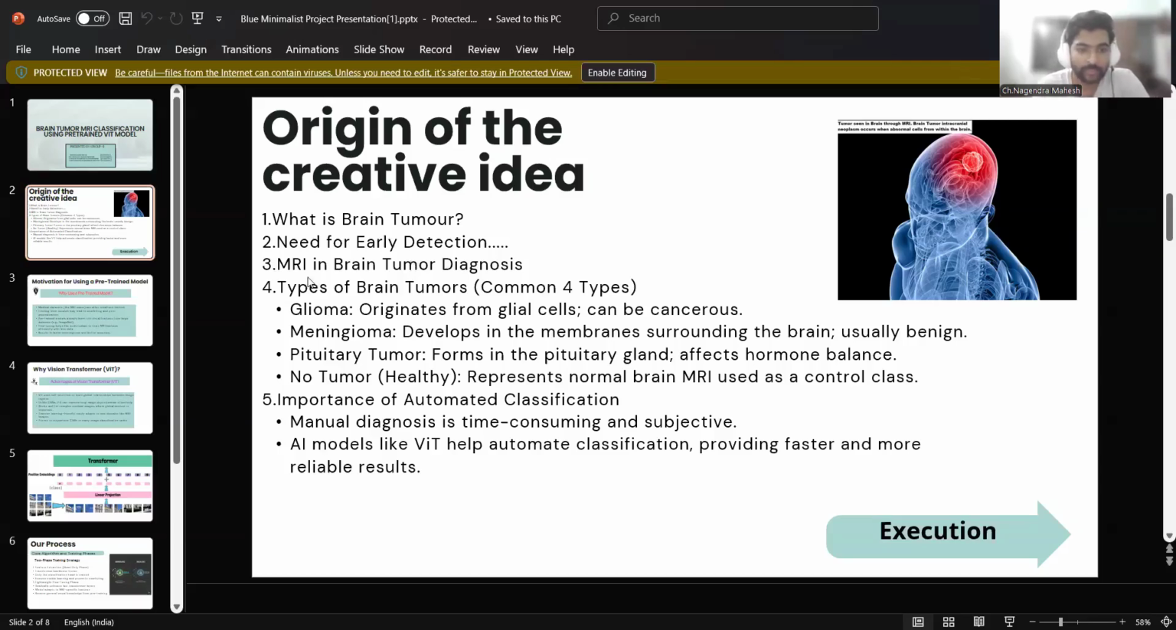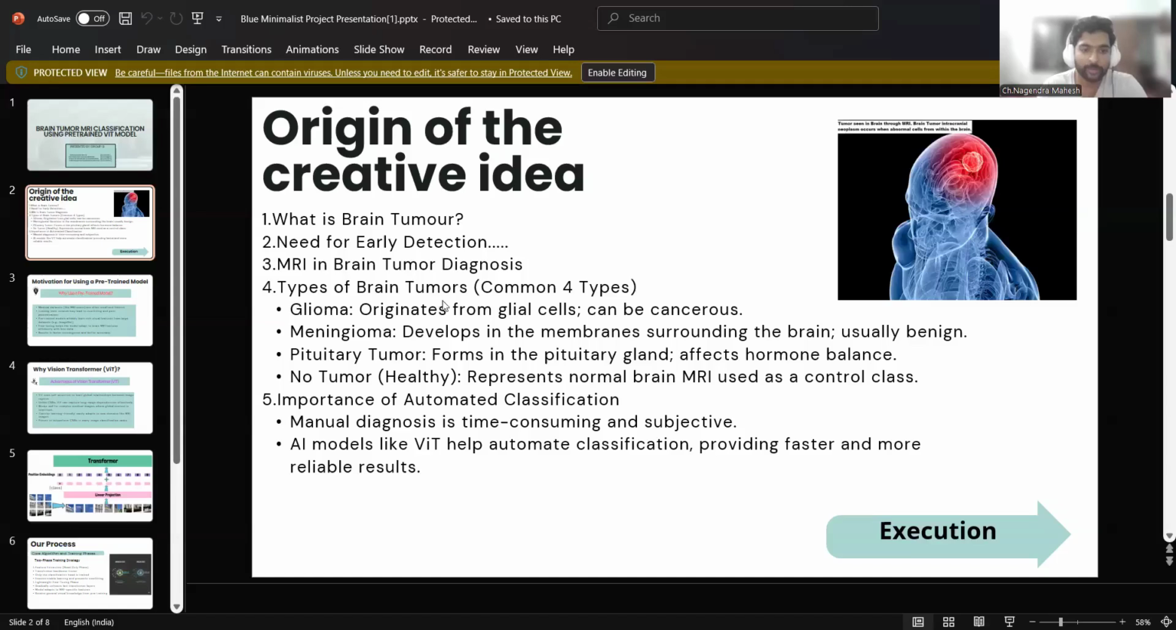So how does MRI help in brain tumor diagnosis? MRI is the most common tool used to detect brain tumors. It gives high resolution images of the brain without using radiation, making it safe and reliable for diagnosis.